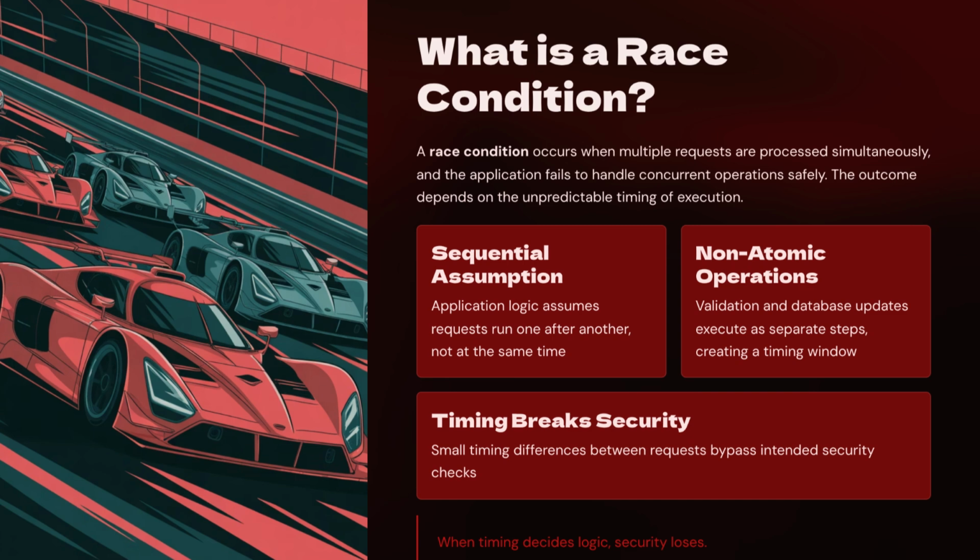A race condition happens when multiple requests reach the server at the same time, and the application is not built to handle that safely. The server assumes requests will be processed one by one, but modern web applications process requests in parallel. This creates a gap between checking a condition and using it, also called time of check to time of use. If an attacker can control that timing gap, the application logic breaks.